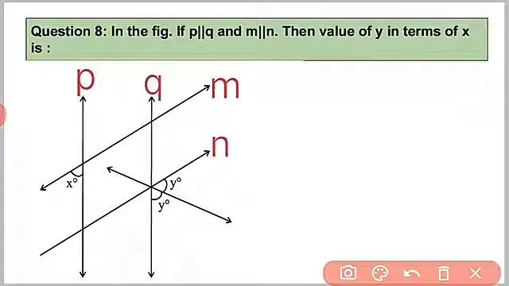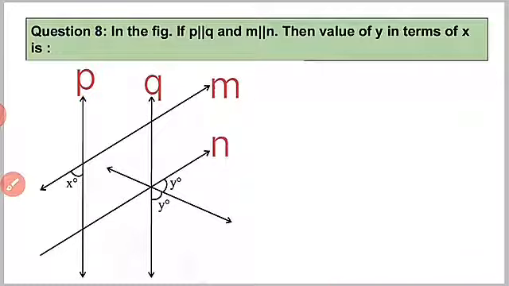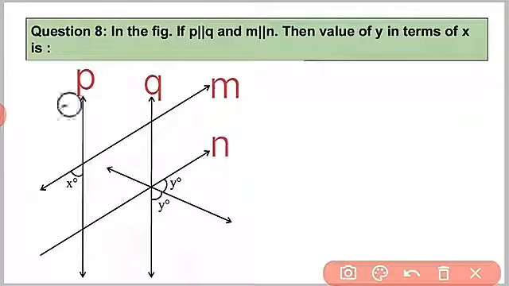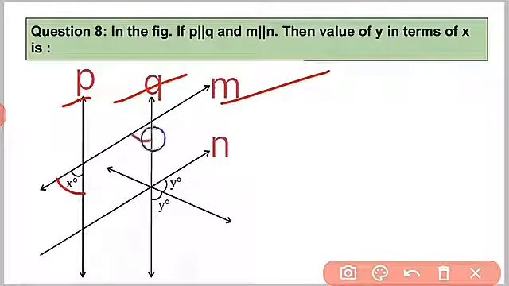Listen carefully. P and Q are parallel lines and M is parallel to N. So let's take one by one. It is given that P is parallel to Q. M is a transversal. So this angle and this angle will be equal. Why? According to the corresponding angle axiom.